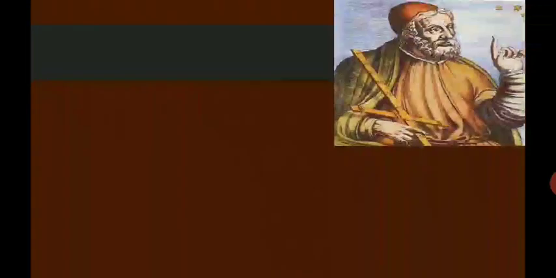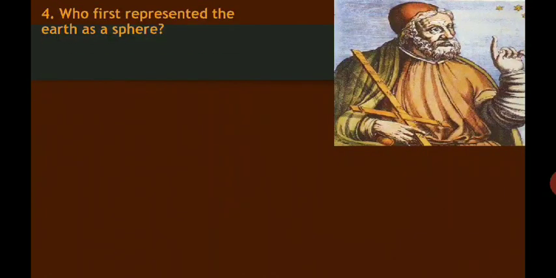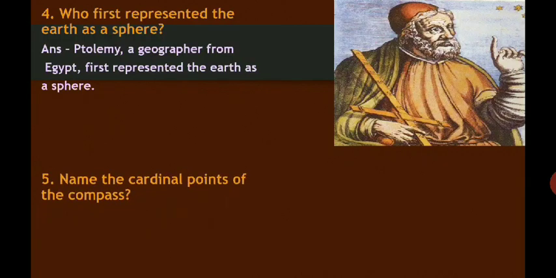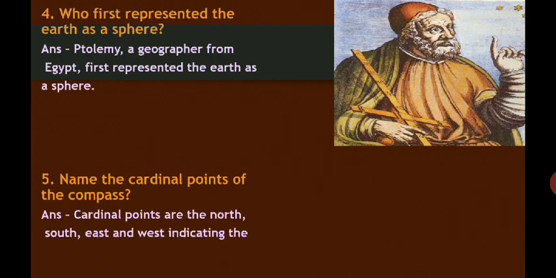The next question is your question number 4: who first represented the earth as a sphere? You can see the picture of someone. The name of him is Ptolemy. Ptolemy, a geographer from Egypt, first represented the earth as a sphere. He was the first man who represented the earth as a sphere. He was a geographer from Egypt.